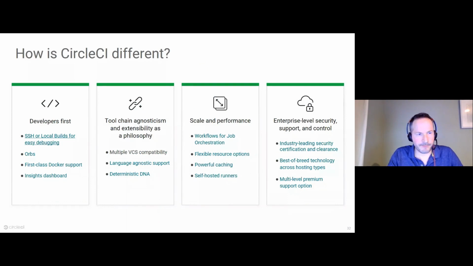Some of the things that make CircleCI different as a platform is that we put the developer experience first. In addition to that, the fact that we are toolchain agnostic and that the platform adopts extensibility as a philosophy makes it easy to bring any toolchain that your team might be working on today or in the future into CircleCI's platform. In addition to that, achieving scale and high performance on CircleCI is easy and intuitive. And our industry-leading security certifications, the best of breed technology, as well as the multiple level premium support options that we have, make CircleCI a favorite option for enterprises that are looking for security, support, and control all in one platform.